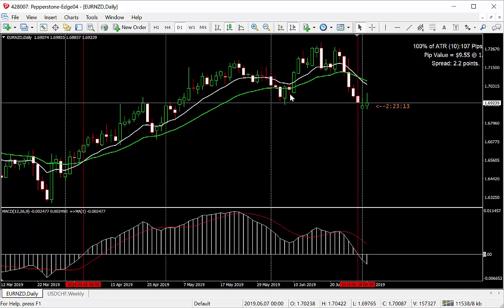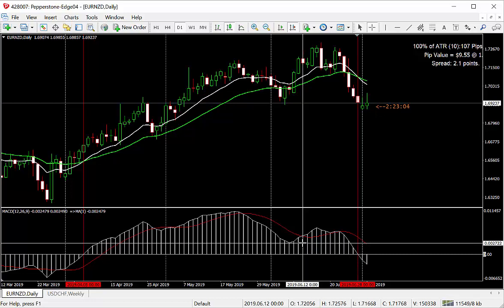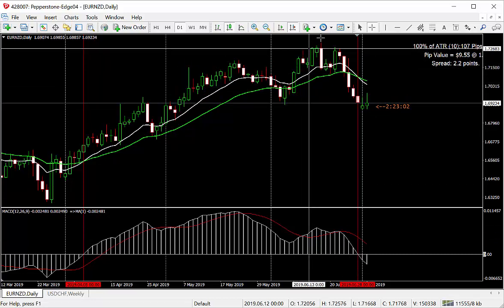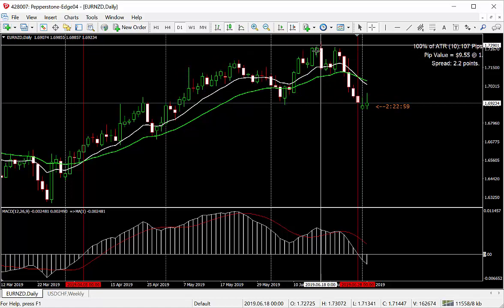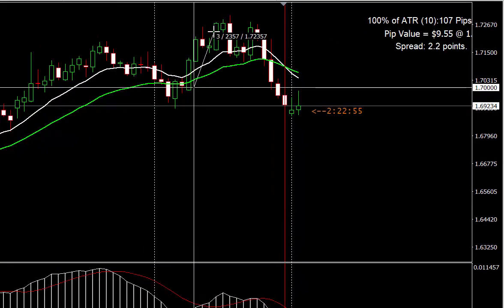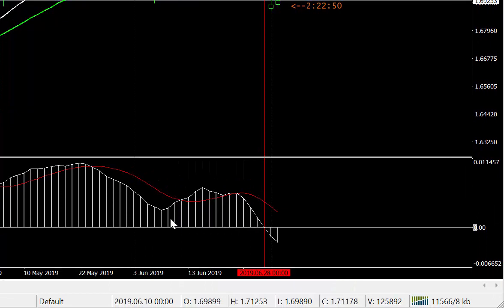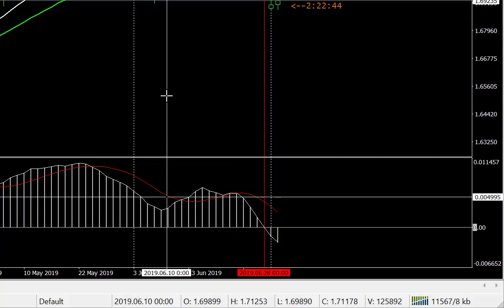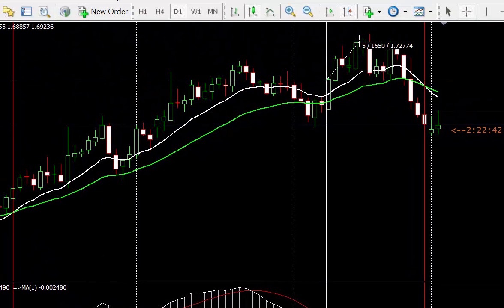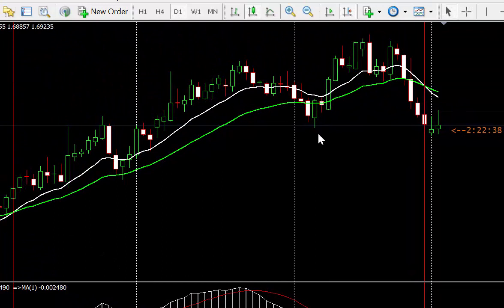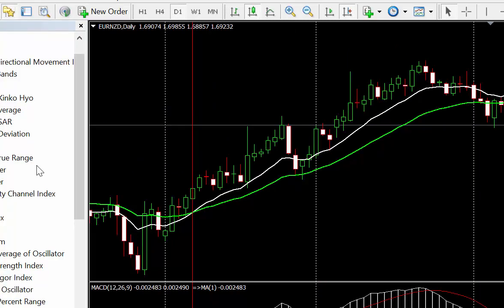So we have this small correction here and the market moves back up again. As you can see, the market moves back up and the histogram starts rising, and finally it crosses above the signal line. It's too late to get a signal there. The market has moved probably around 200 pips here, so it's not good to get a signal here. Probably when the histogram starts to rise, you can get a good signal after this one, and you would have 150, 160 pips profit.